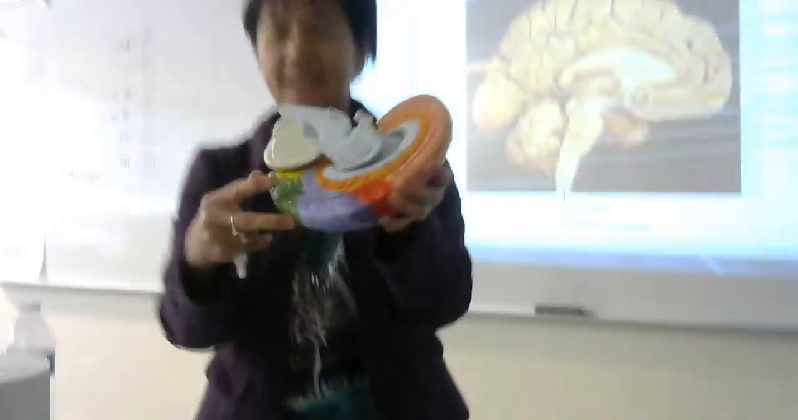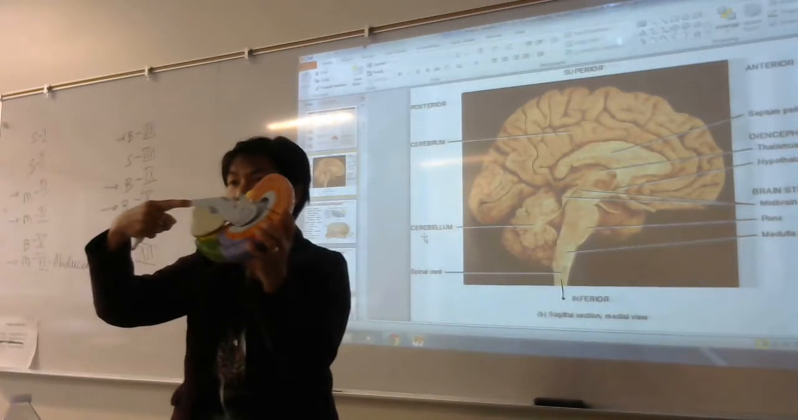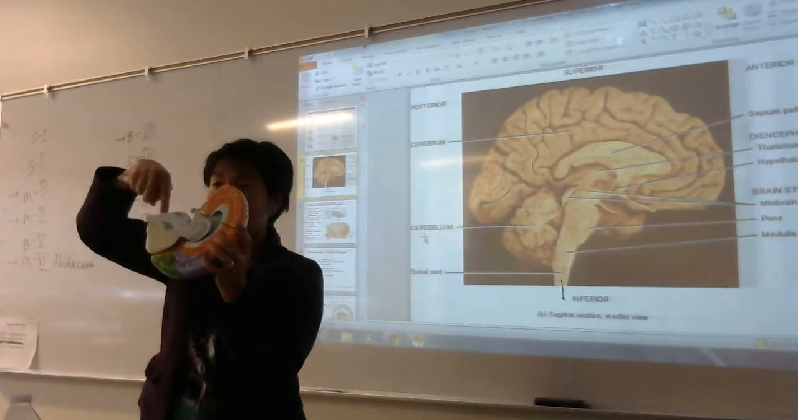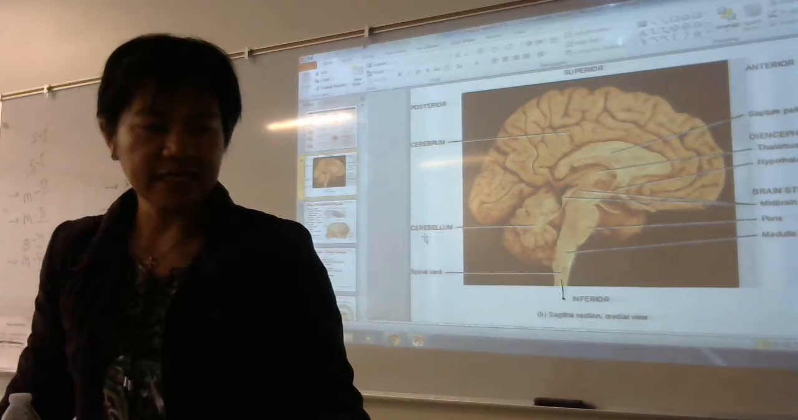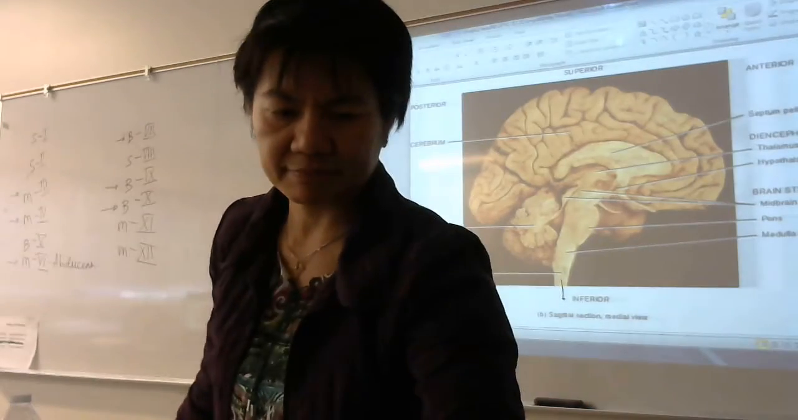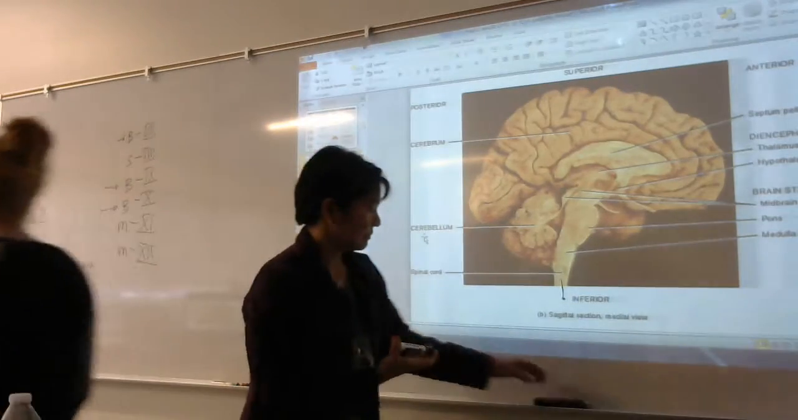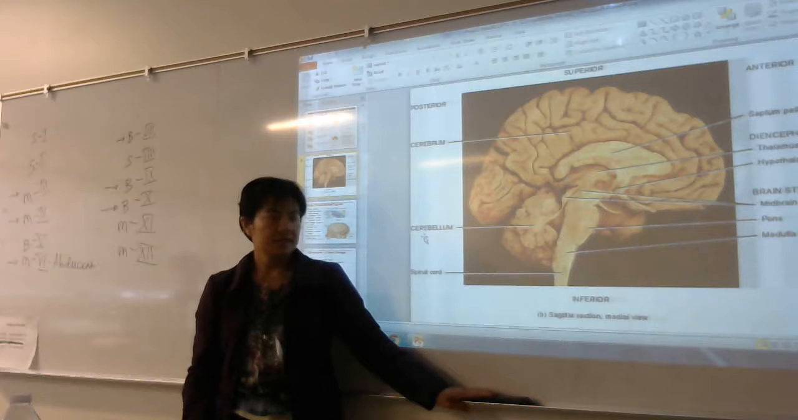There, see? So there will be a pin sticking that way, so you're going to say spinal cord. If it's that way, you're going to say medulla, you're going to say pons. Okay? So now let's study the brain. The first part of the brain is the medulla. Okay?